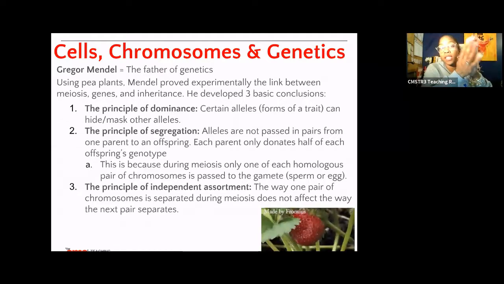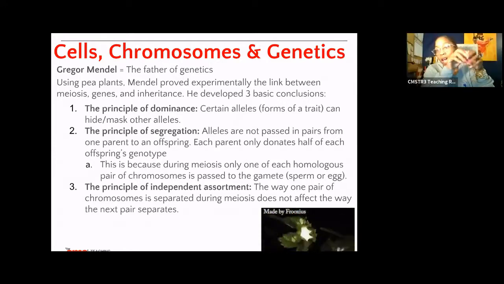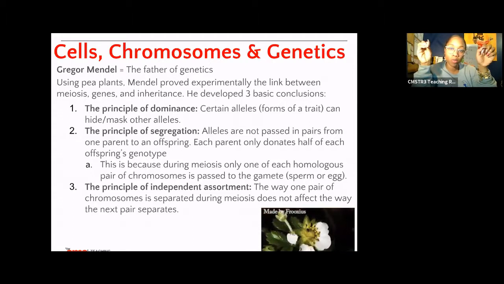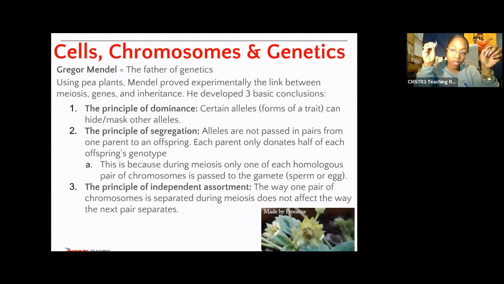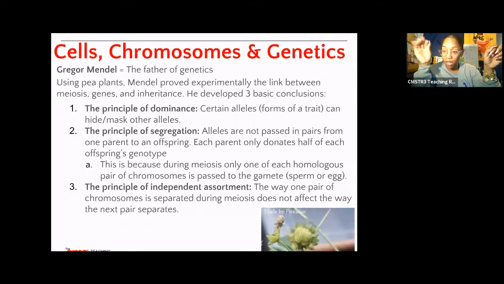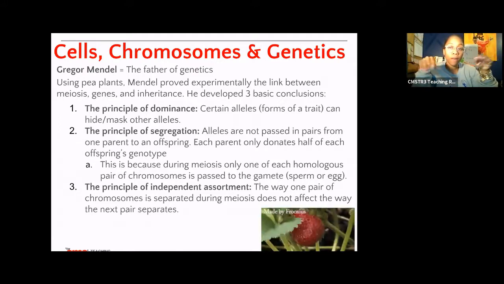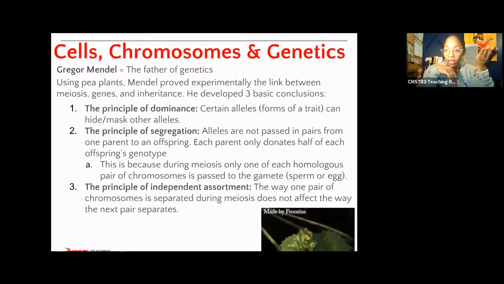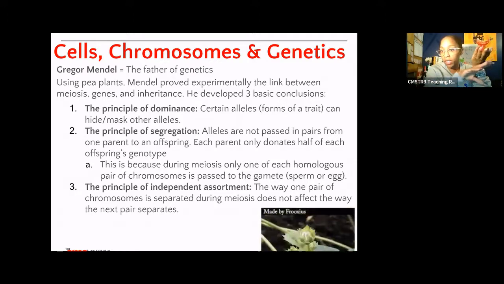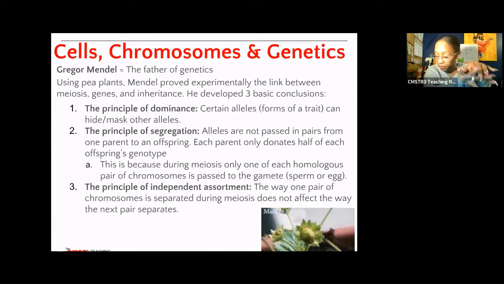So first thing he said is that we have dominant and recessive traits. We all have chromosomes. On our chromosomes are genes. All of us have different versions of those genes called alleles. Some alleles are dominant, some alleles are recessive. If you have a dominant allele, that is what's expressed, and the recessive one stays recessive. That's the principle of dominance.